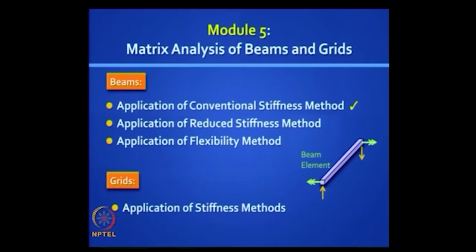Here again we will show how the conventional stiffness method, the reduced stiffness method and the flexibility method can be applied to beams, and we will restrict the application of only the stiffness method, especially the reduced stiffness method, to grids.